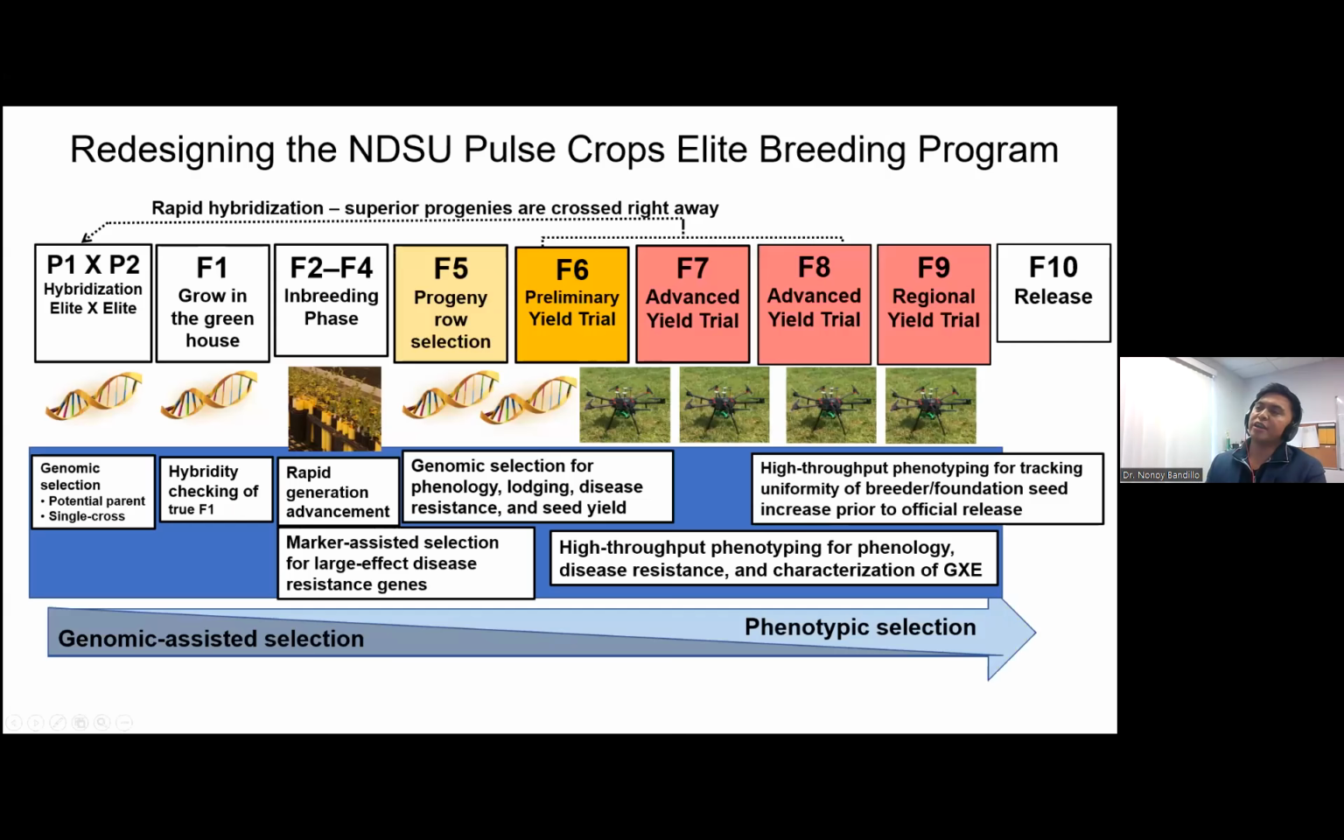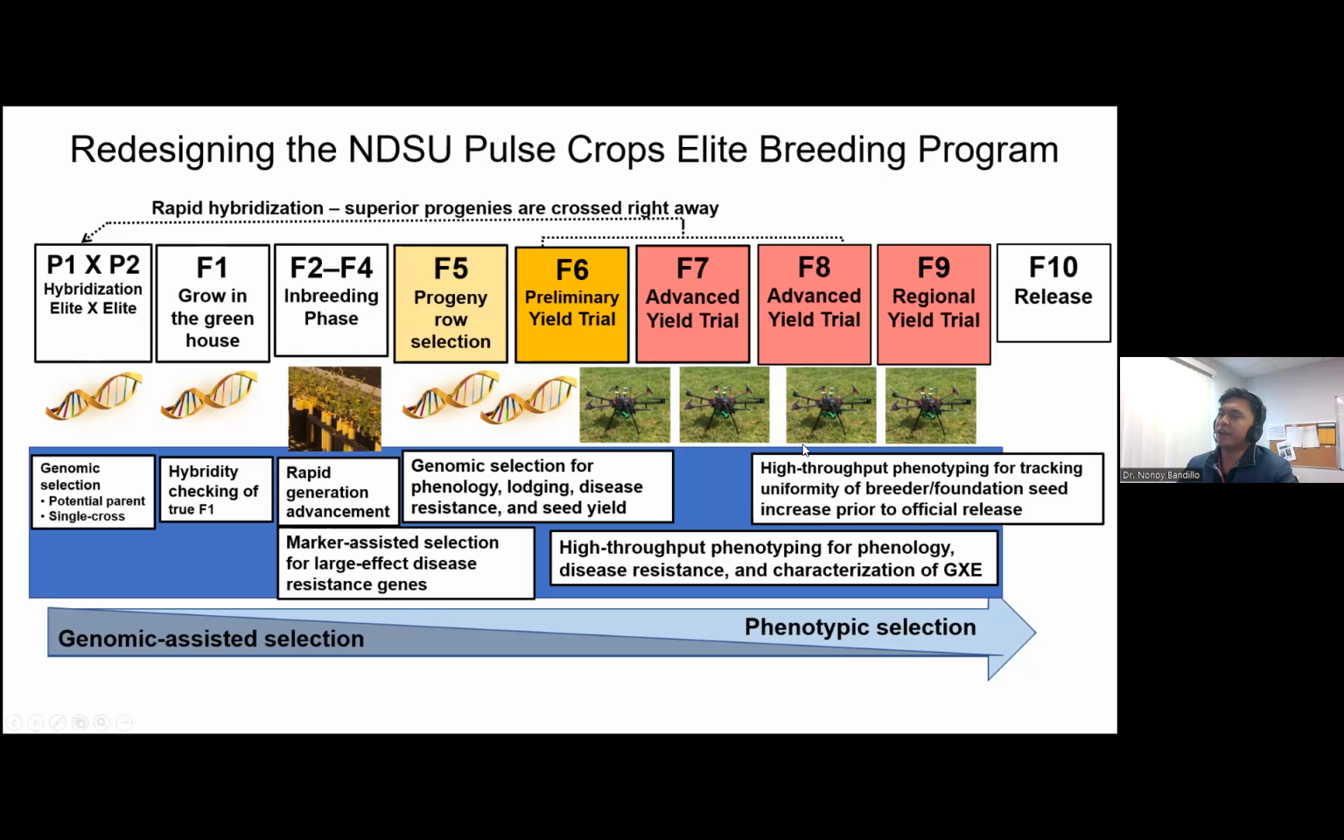All right, so now the challenge is, I'm not going to bore you with this image here, okay? The challenge is how can we redesign our program with these new tools. My focus is on just high throughput phenotyping here, which I use the drone to represent. Okay, so this is your typical variety development pipeline. Start from the cross, generate F1, then the inbreeding phase, and then your F5, and then you start your yield trial until you release your line, right?